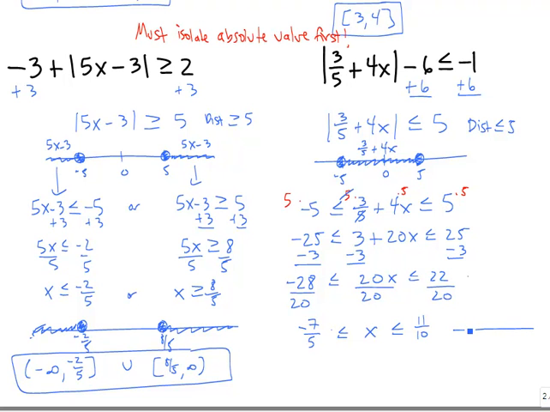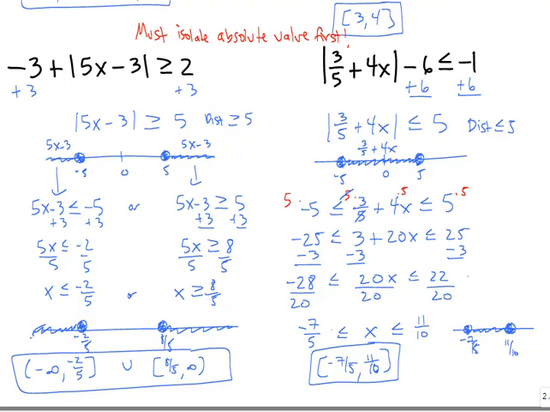So on my number line, I'm going to have negative 7/5 with a closed circle, 11/10 with a closed circle, and I want all the x's in between. So this is going to be the interval negative 7/5, comma, 11/10 with closed brackets around both. Okay?